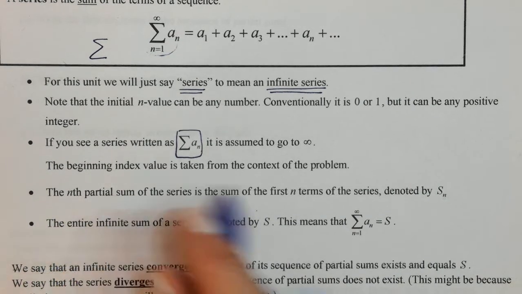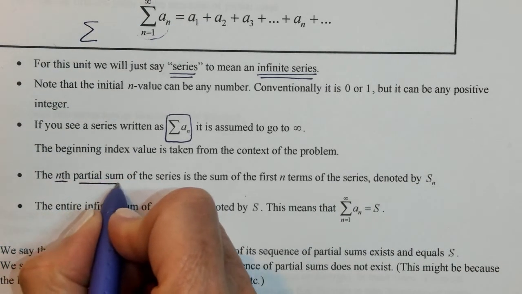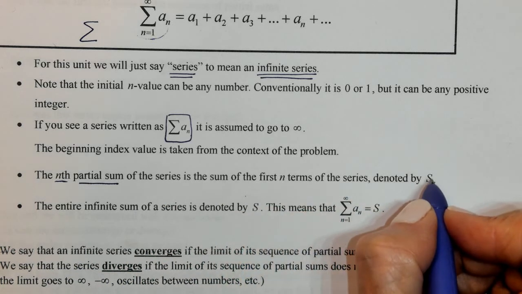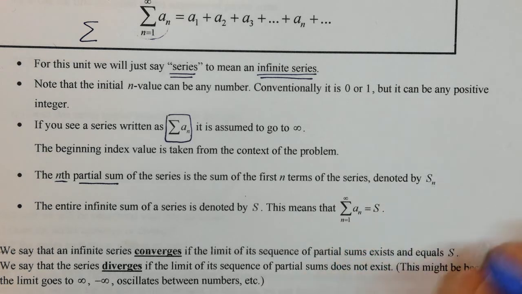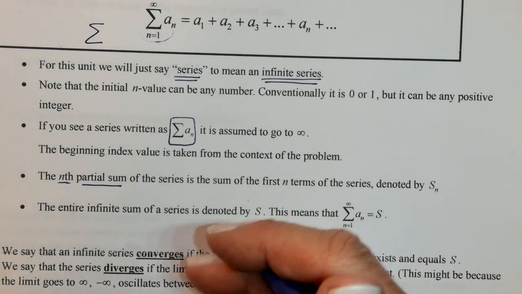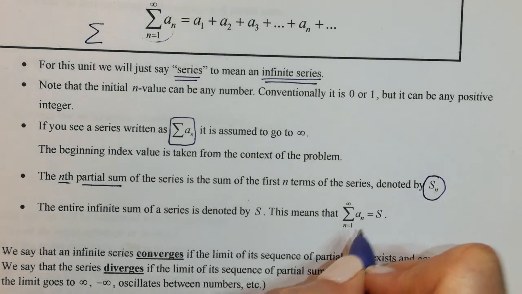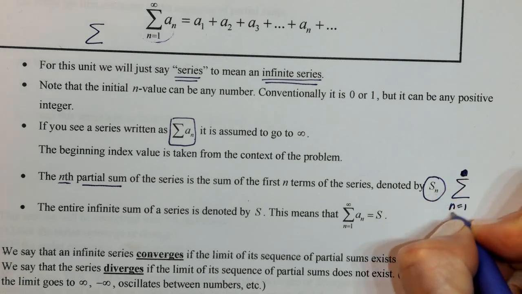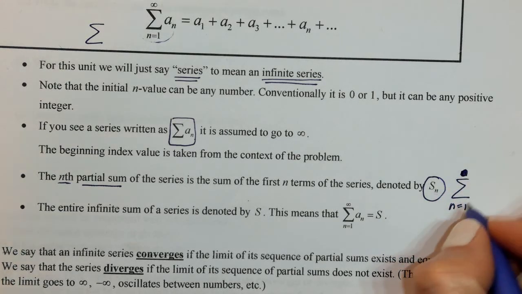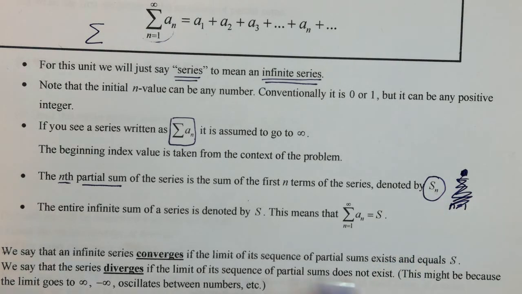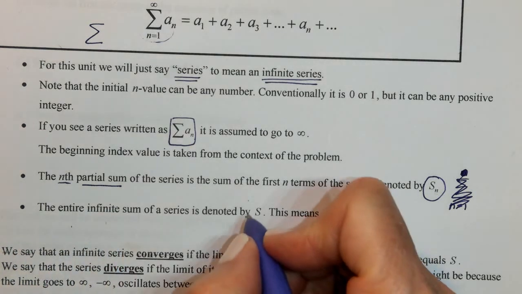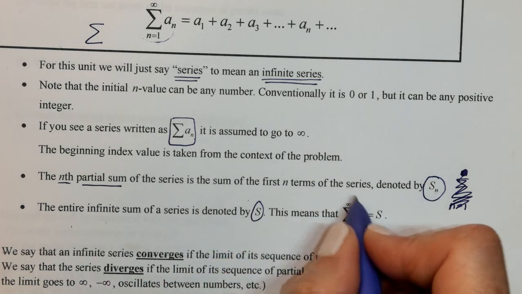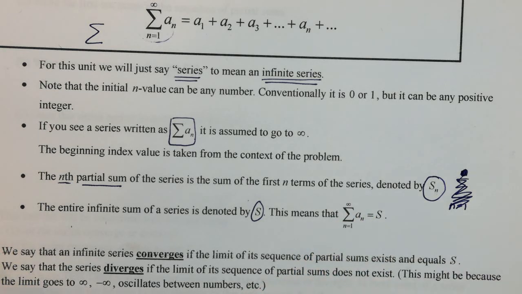All right, the nth partial sum of an infinite series is the sum of the first n terms of the series, and it's denoted by s sub n. So we have an infinite series. If we want to make it finite, we can call it s sub n, and that would be the sum from 1 to whatever n is, the sum of the first n terms. The entire infinite sum of the series is denoted by s, no subscript. If there's no subscript on the s, that means it's infinite. So as n goes from 1 to infinity, a sub n would be just s.